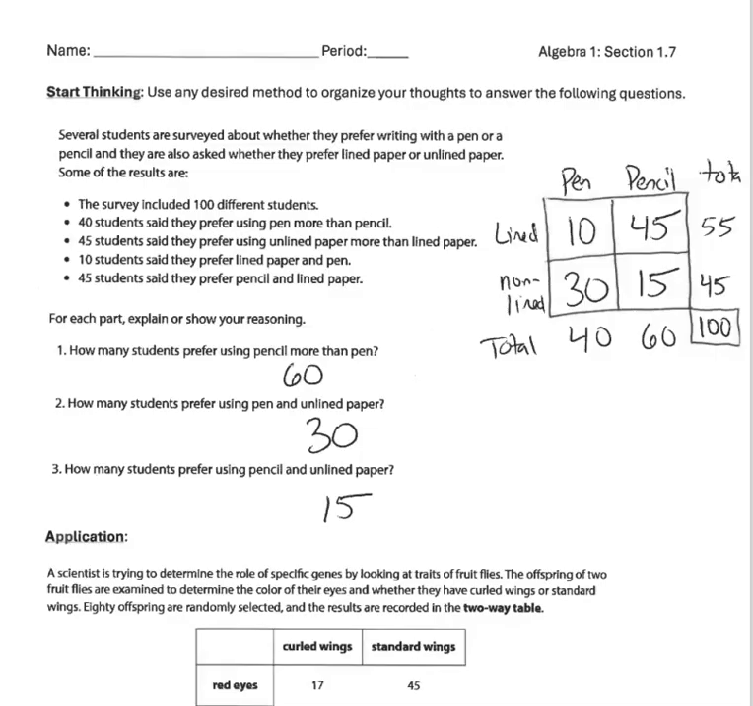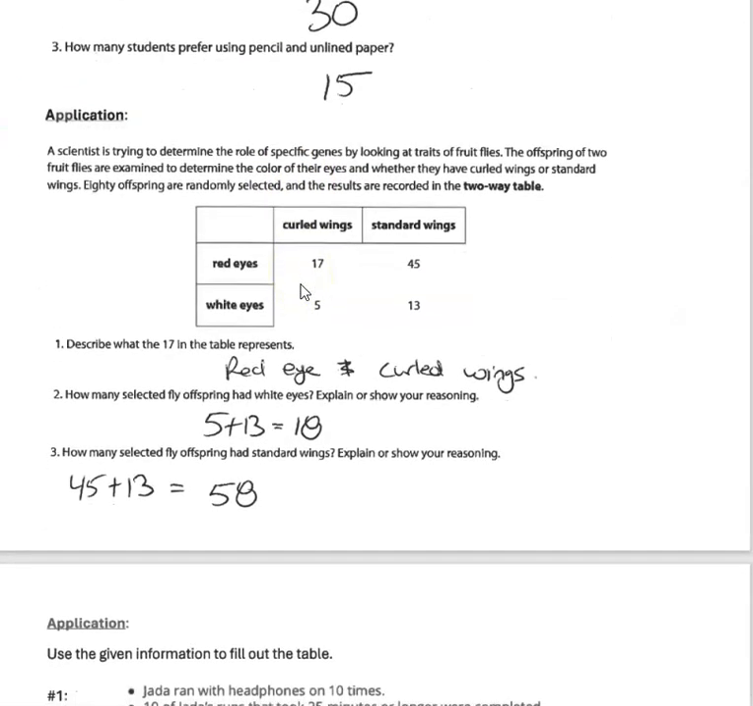So the next part here was just saying if the table is already created, would you know what these entries meant? So what does the 17 mean? It is the intersection of curled wings and red eyes. So that would be, it is a fly.